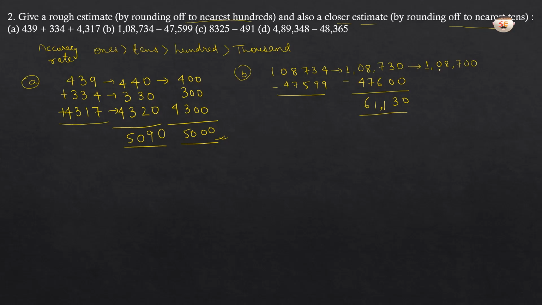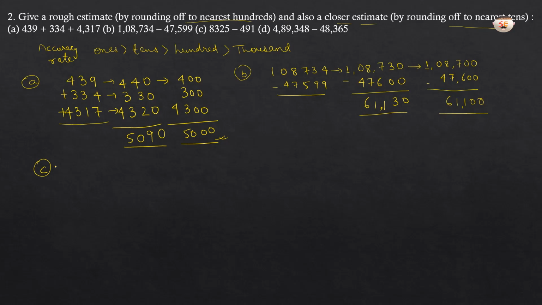Now we will round off these two numbers correct up to the nearest 100, and we will get 1,08,700. After rounding 47,599 correct up to the nearest 100, we will get 47,600. Now we will subtract these two numbers. 7 minus 6, 1; 8 minus 7, 1; 10 minus 4, 6. That is 61,100, the rough estimate by rounding to the nearest 100.